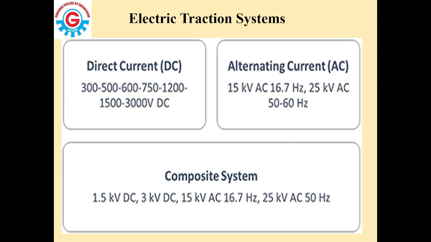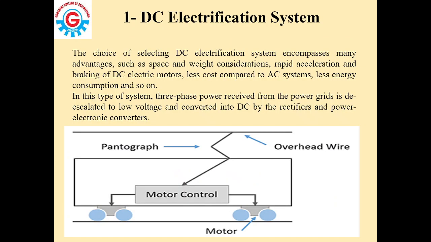In direct current system, the voltage range is shown, and in alternating current system AC, this voltage range is shown, and in composite system, there are voltage ranges as shown in this figure. Now, first is DC electrification system. In this DC electrification system, as shown in figure, the current is collected from overhead wire through the pantograph and then given to the motor control unit.